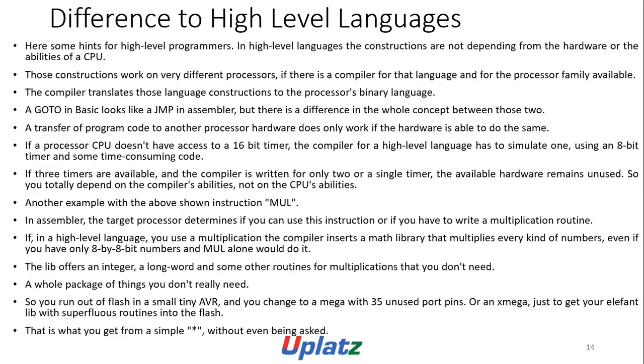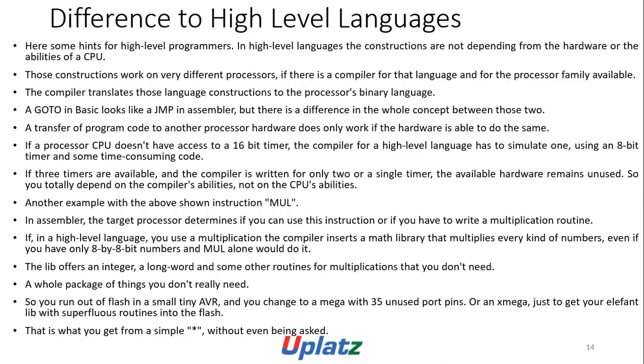Difference to higher level languages: here there are some conveniences for higher level programmers. In high level languages, the constructions do not depend on the hardware, the CPU, or the abilities of the CPU. Those constructions work on very different processors if there is a compiler for the language and for the processor family available. A compiler translates those language constructions to the processor's binary language. A GOTO in BASIC looks like a jump in assembler, but the whole concept is different.